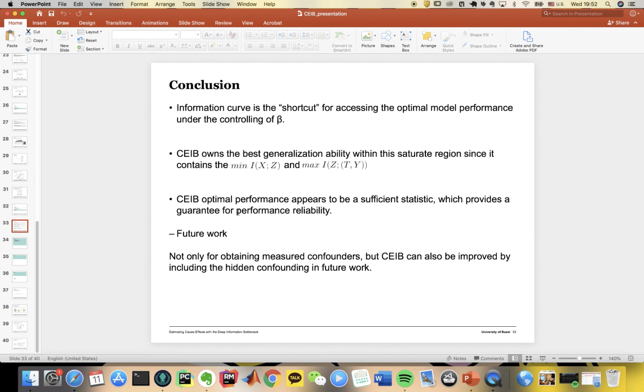Another important thing is that the CEIB model appears to be a sufficient statistic. In most studies, like the variational autoencoder, they just set the beta value equal to 1, so you can only cross your fingers and hope that 1 gives you the best performance. However, the information curve method, which gives a sufficient statistic, provides a guarantee of performance reliability and robustness.